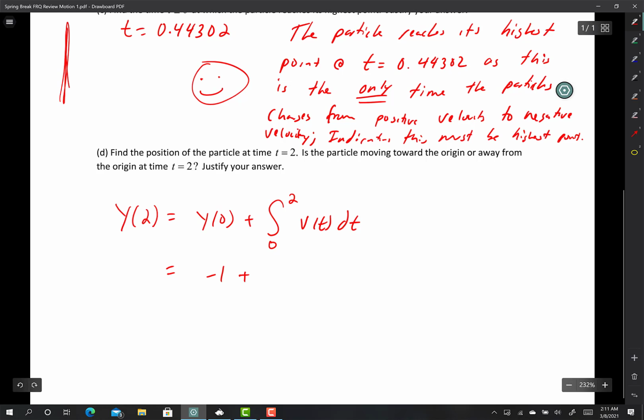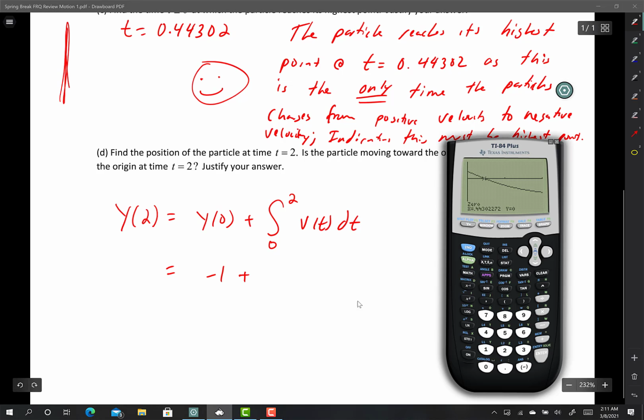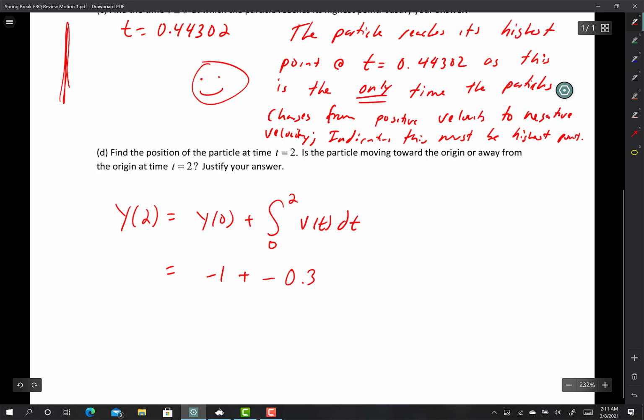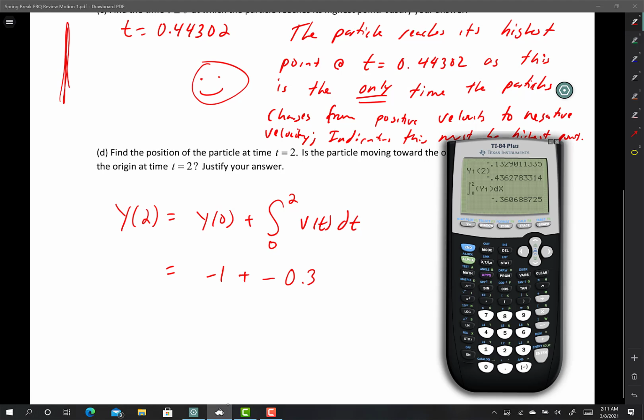So let me get my calculator again. And let me integrate. So I'm going to go second quit. And I'm going to show the integral symbol, math number 9, 0 to 2. And I'll put y1 in there, alpha trace y1, dx. I'll push enter. So I'm going to add negative 0.360688, so here we go.